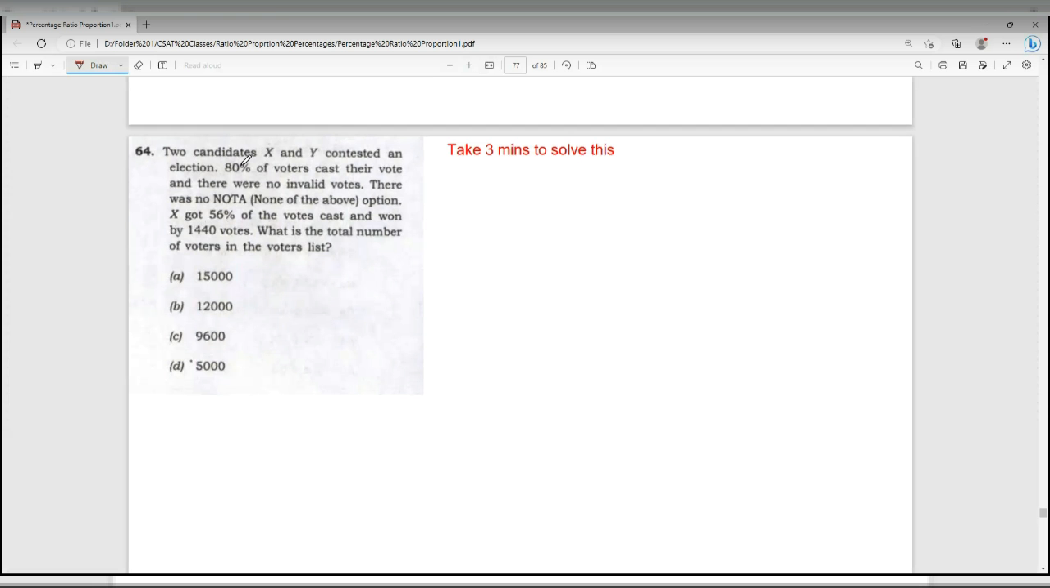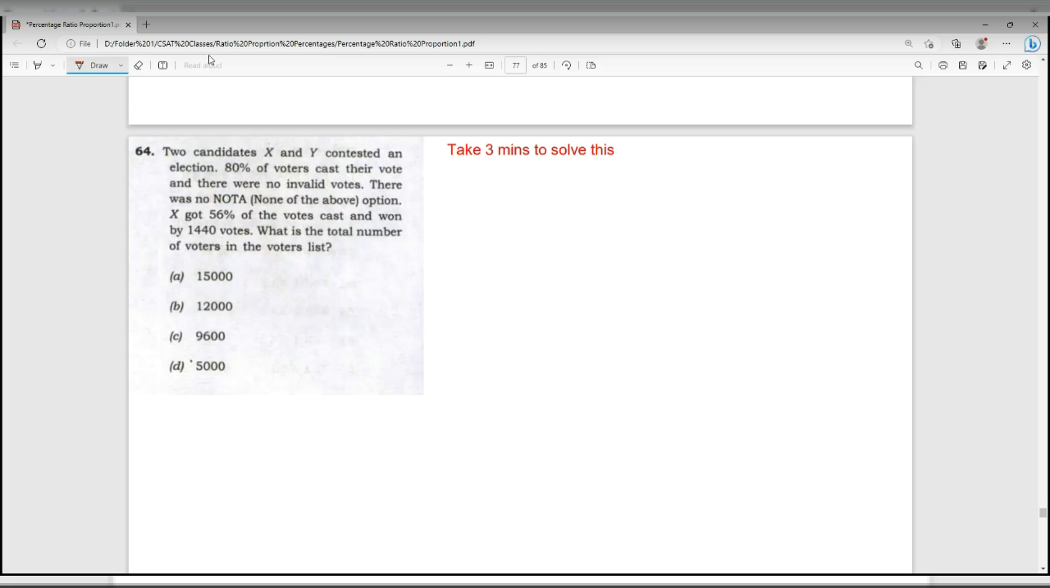There are 2 candidates X and Y who contested an election. 80% of the voters cast their vote, and there were no invalid votes. There was no NOTA option also. X got 56% of the votes cast and won by 1440 votes. What is the total number of voters in the voters list?